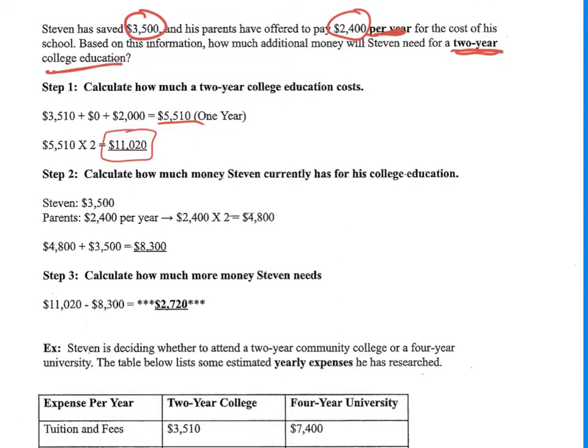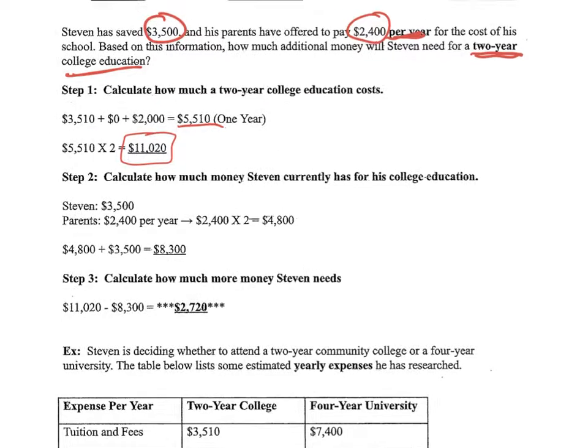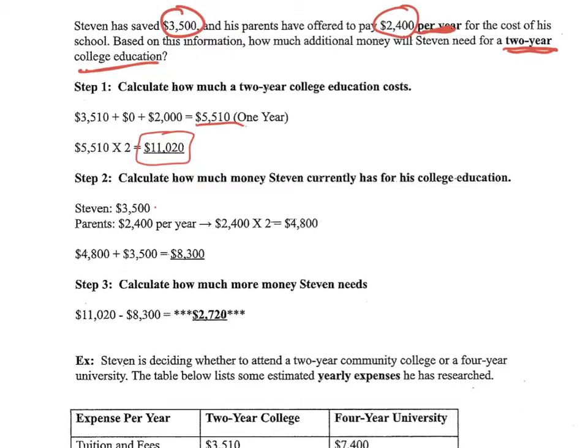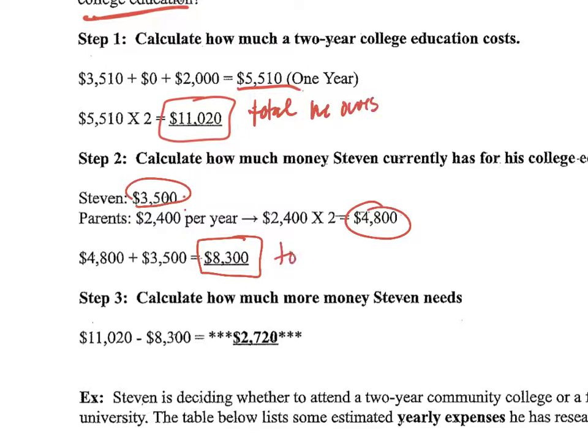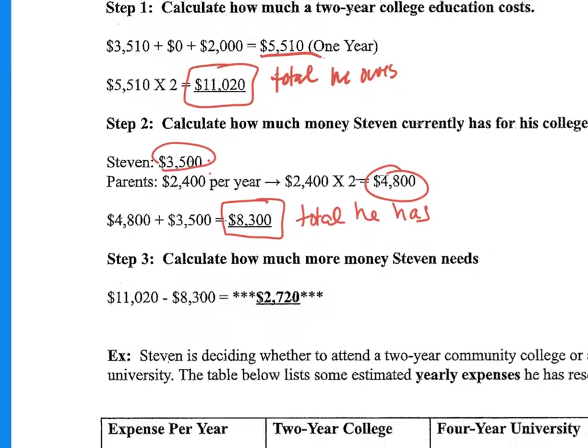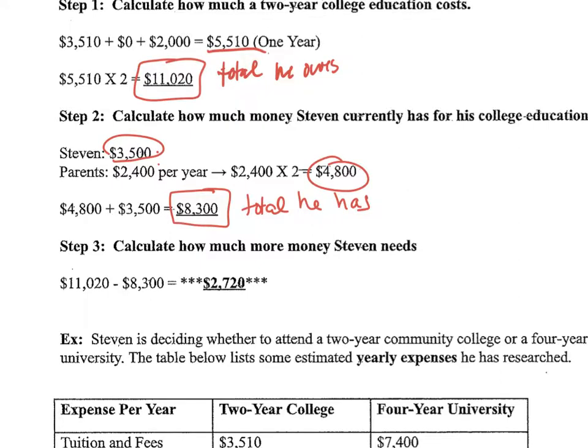Then we want to calculate how much he already has. So he's saved some. His parents are going to help him. What does he already have? So he has $3,500. His parents are going to pay $2,400 every year. So that equals $4,800. And add that together. Okay, so this is the total he owes, and this is the total he already has to put towards it. So then if you have to calculate how much more he needs, we're going to subtract those two.